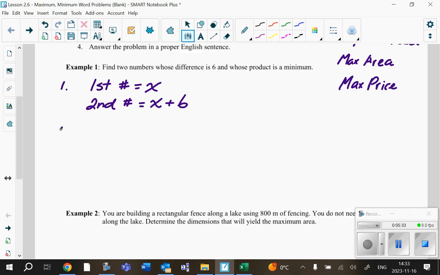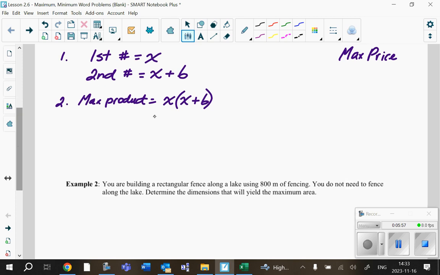What's the second step? I've got to make the quadratic function. Well, I'm trying to find the max product. How do I find the max product? I've got to multiply these two numbers. So I've got to multiply x by x plus 6. And if we multiply through to get rid of the parentheses, what does it look like? x squared plus 6x, that's our quadratic function. Okay, that's our quadratic function.